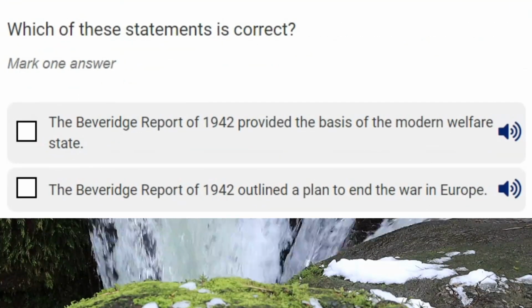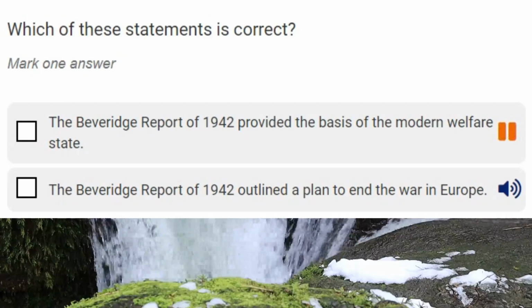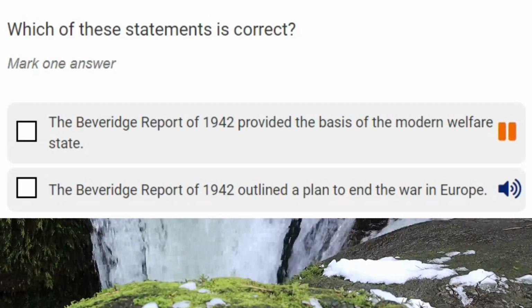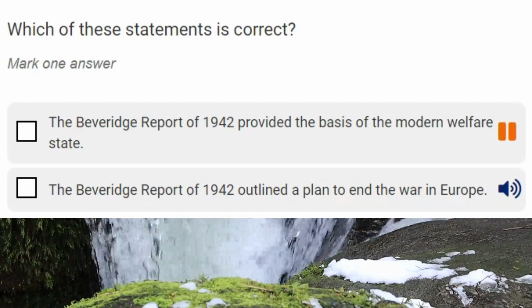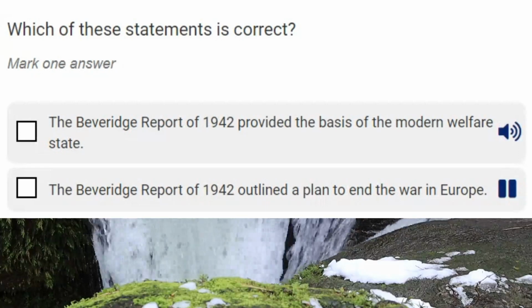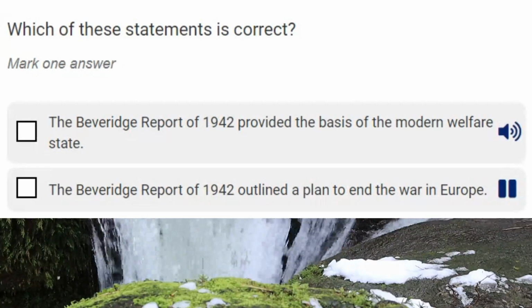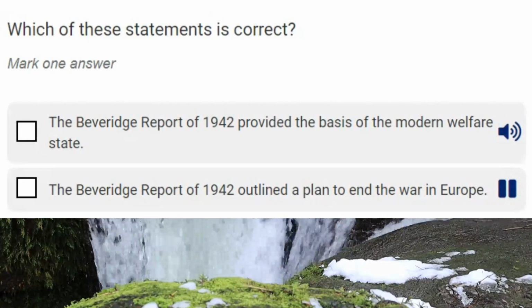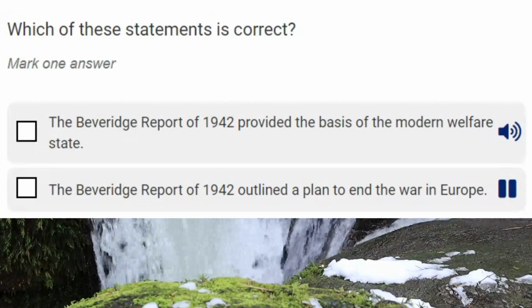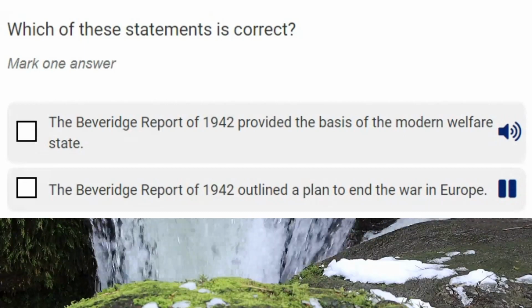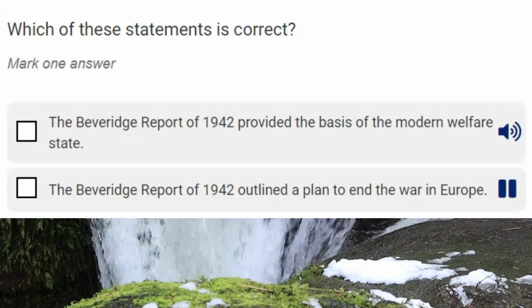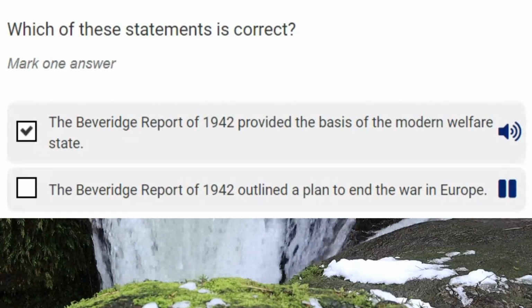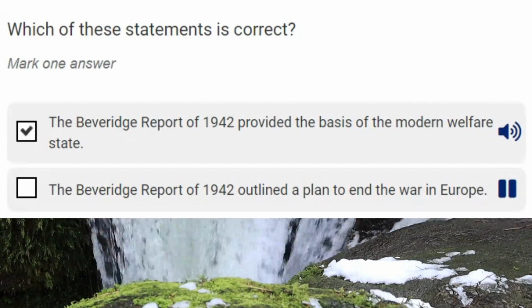Which of these statements is correct? The Beveridge Report of 1942 provided the basis of the modern welfare state. The Beveridge Report of 1942 outlined a plan to end the war in Europe. The correct answer is the Beveridge Report of 1942 provided the basis of the modern welfare state.